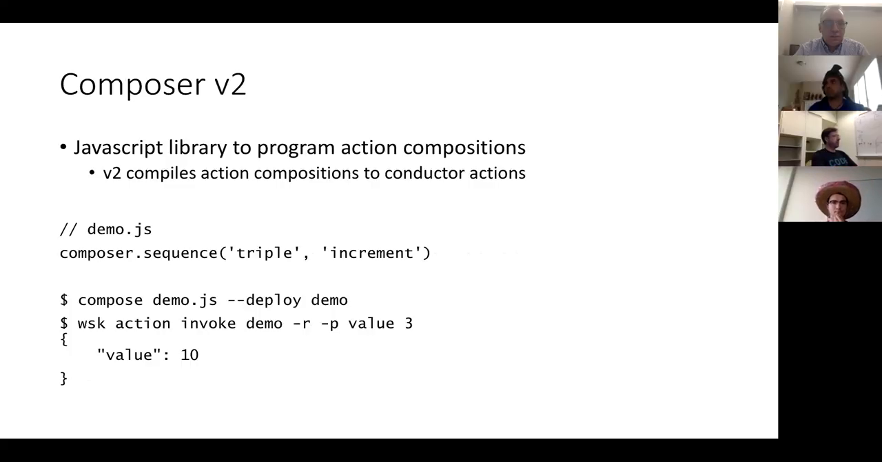Composer, as I said before, is a JavaScript library to program action compositions. And the new thing is that we compile essentially those action compositions to conductor actions. So here's the same example as before, using Composer rather than just conductor actions. So the code becomes trivial here. I'm doing a sequence using triple and increment. And essentially what the Composer library does is take this code and generate something that is semantically equivalent to the code that you've seen before. So that makes it much, much more practical and much more useful.